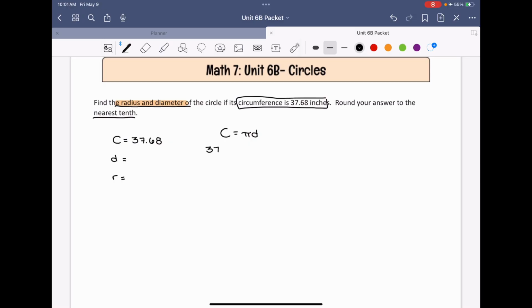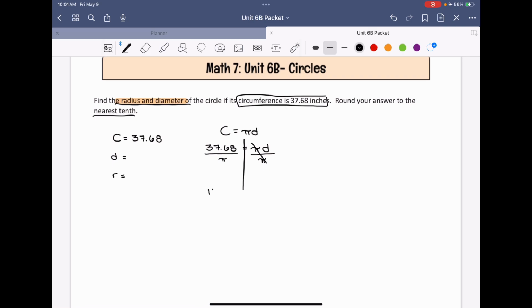So 37.68 equals pi times my diameter. Again, pi is a number, so I have to move that away from my letter d for diameter. I'm going to go ahead and divide by pi on both sides. 37.68 divided by pi, you're going to put that in your calculator. We're going to get a long decimal, 11.9939165 equals the diameter.